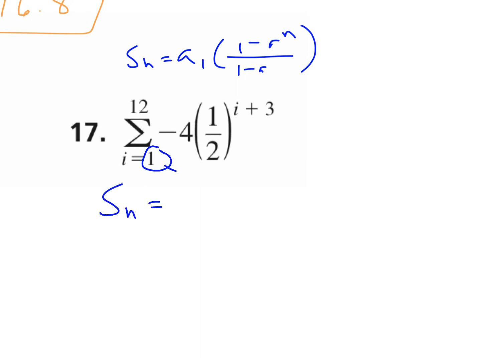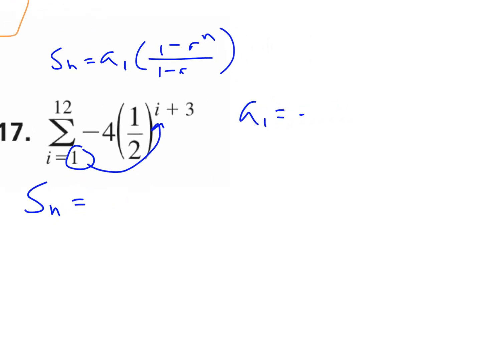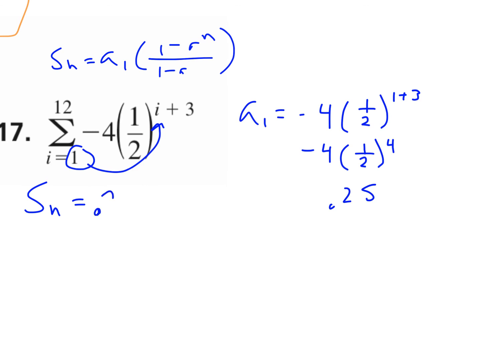So if we plug 1 in for i, that would be negative 4 times 1/2 to the power of 1 plus 3. So negative 4 times 1/2 to the power of 4. We can put that in our calculator. So we get a sub 1 is 0.25. So 0.25 times 1 minus r is whatever has that exponent on it.